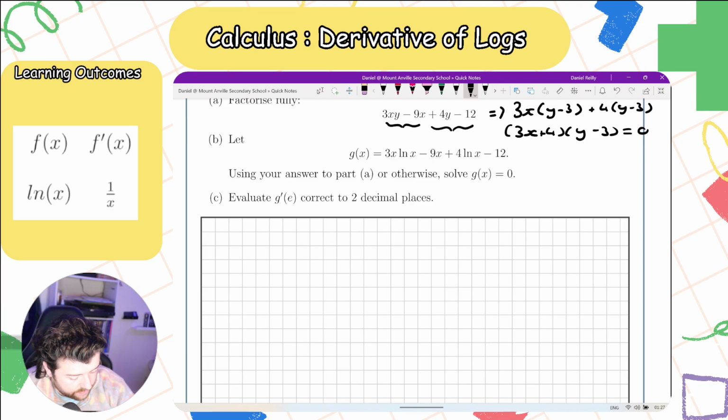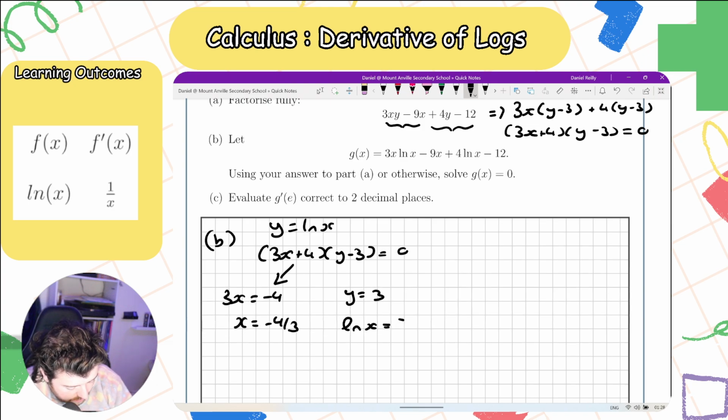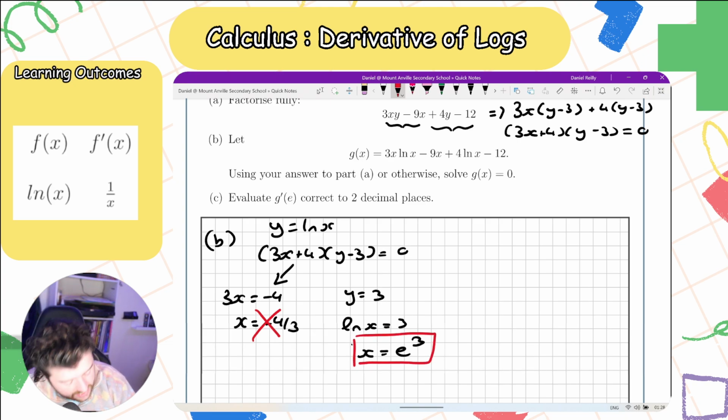So let g of x equal this. Use your answer in A or otherwise solve g of x equals 0. What I'm noticing here is instead of a y, I have an ln x. So let's solve this. I have 3x plus 4, ln x minus 3 equals 0. Let each bracket equal 0. 3x is equal to minus 4, x is equal to minus 4 over 3. Then ln x is equal to 3, so x is going to be equal to e to the power of 3. Now, which one is going to work? Well, it's not going to be the first one because it's a negative number, and if we sub it back in, we can never put negatives within a log. It will never work. So x equals e to the power of 3.